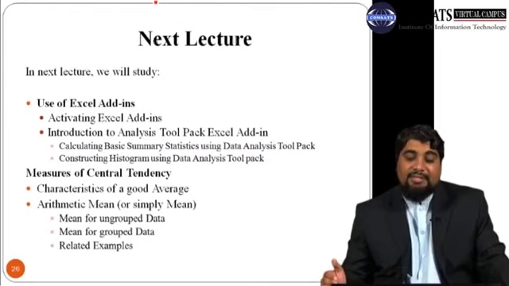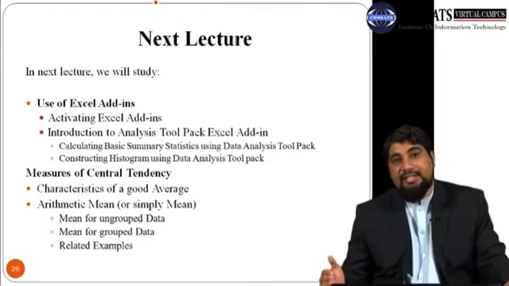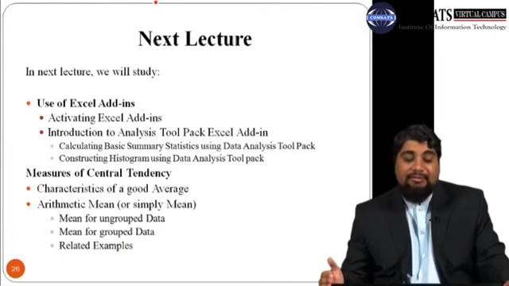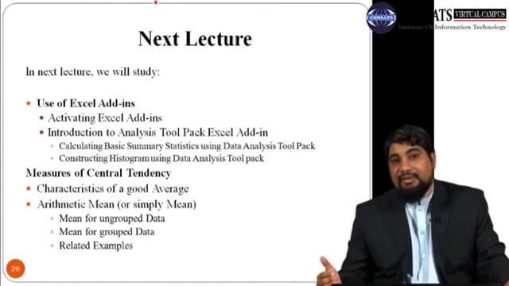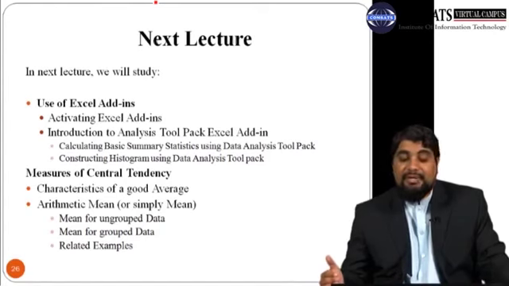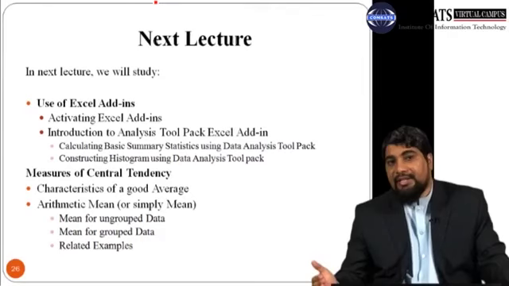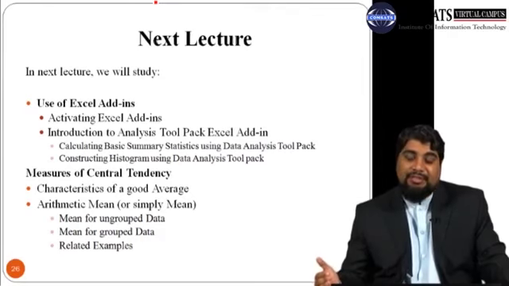In the later half of the next lecture we will discuss measures of central tendency, and characteristics of a good average, and in particular we will focus on one measure of central tendency, which is called the arithmetic mean, or simply the mean. We will discuss different methods of calculating the arithmetic mean. In particular we will discuss how to calculate the arithmetic mean for ungrouped data as well as for grouped data, and we will explain these ideas with the help of simple examples.